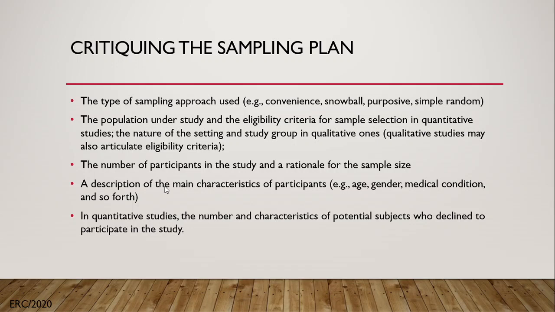Okay, so is the number of participants, or the sample size, sufficient? Okay, a description of the main characteristics of the participants. So have the eligibility criteria been articulated well? Like for example, the age, gender, medical conditions, and so forth. Okay, in quantitative study, the number and characteristics of potential subjects who decline to participate in the study.